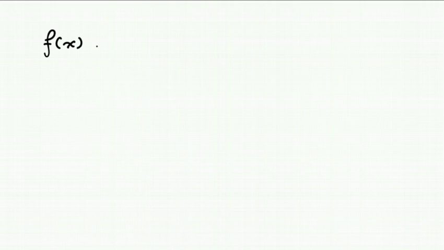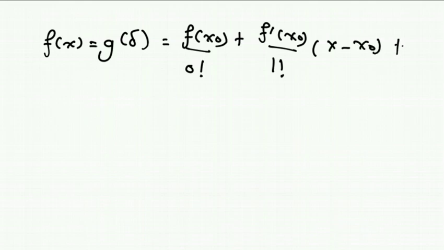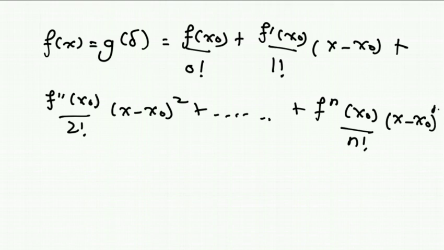f(x) equal to g(delta x) equals f(x naught) over 0 factorial plus f prime (x naught) over 1 factorial times (x minus x naught) plus f double prime (x naught) over 2 factorial times (x minus x naught) squared plus many terms until the last term, f differentiated n times, over n factorial times (x minus x naught) to the power of n.